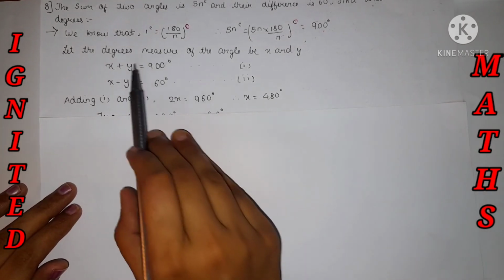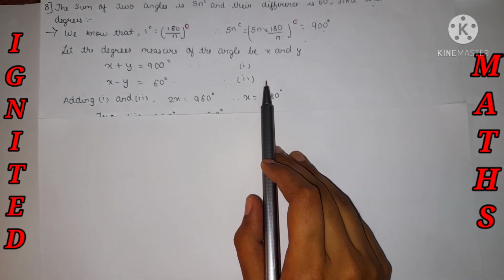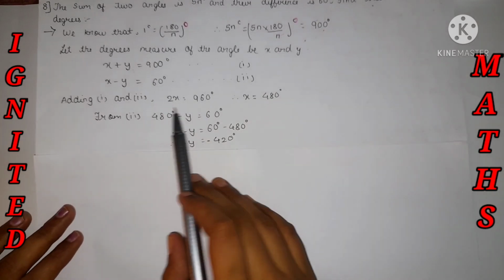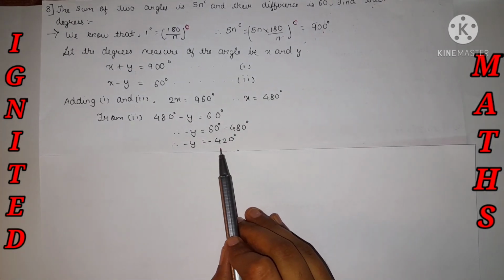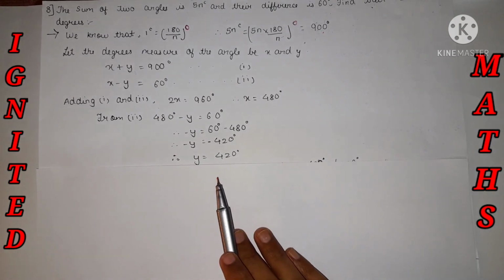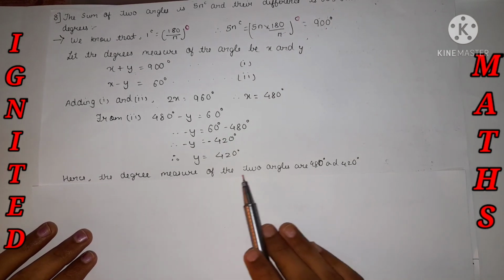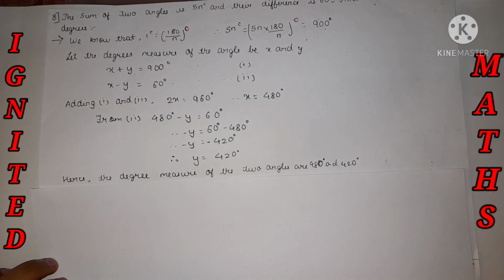We can put the x value in either equation 1 or equation 2. We will get the value of y. So in equation 2 we have put it. If we put it, then we will get the answer as 420 degrees. Even in equation 1 also we will get the same answer. Yes, so hence the degree measures of the two angles are 480 degrees and 420 degrees.